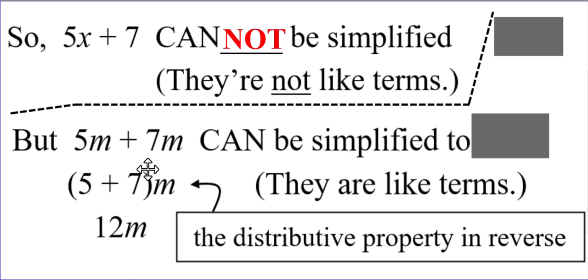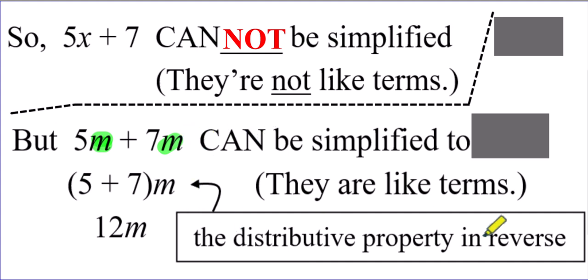But, and I believe I have this part on the right side of your paper if you're following along in your notes, 5m plus 7m. Oh, they are like terms because they both have the same variable. So it can be simplified. I'll prove it to you.